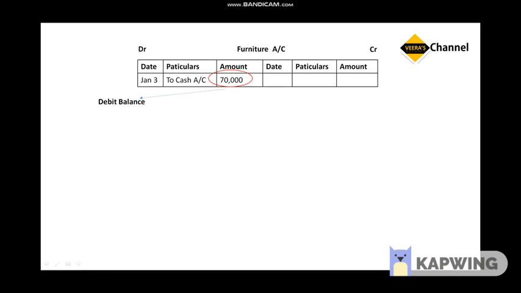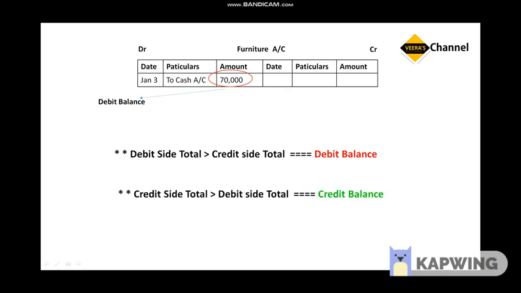Let's recap, as this is very important to remember, or else there is no point of going to next topics in accounting. Whenever any account has debit total greater than credit total, that account is said to have debit balance. Similarly, whenever any account has credit side total greater than debit side total, then that account is said to have credit balance. I reiterate again, this is very important to remember for understanding further concepts in accounting. So please try to remember crystal clearly as what is a debit balance and what is a credit balance.